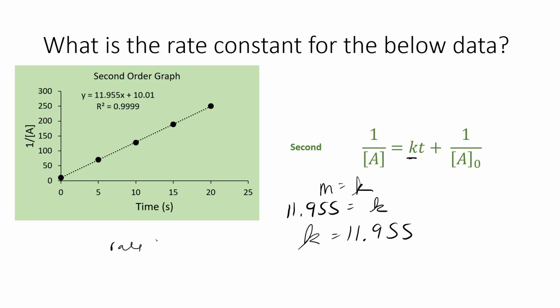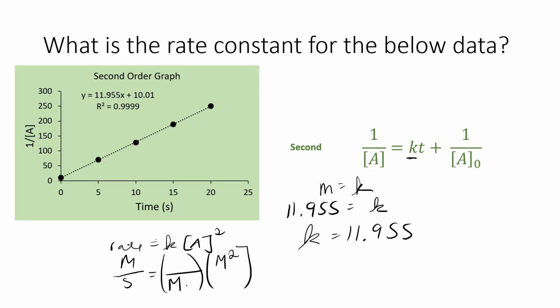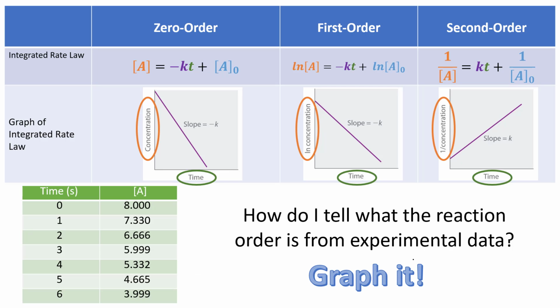If rate equals K times my concentration squared because it's second order, molarity per second equals something times molarity squared. Therefore, I need to get rid of one of my molarities in order to have molarity per second on this side. So that means it is M to the minus 1, S to the minus 1. Or you can write it as 11.955 times 1 over M S. Either way is fine. It's the same thing.